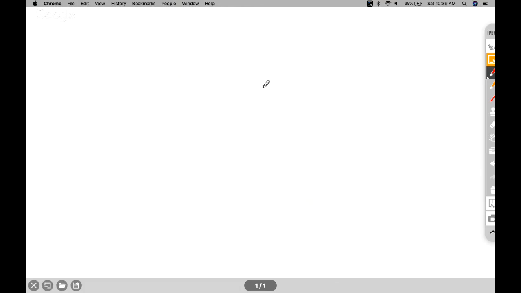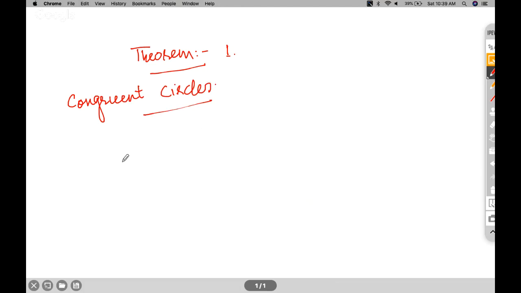Now let me move to the theorems. Theorem 1 is congruent circles. And what do I mean by congruent circles?